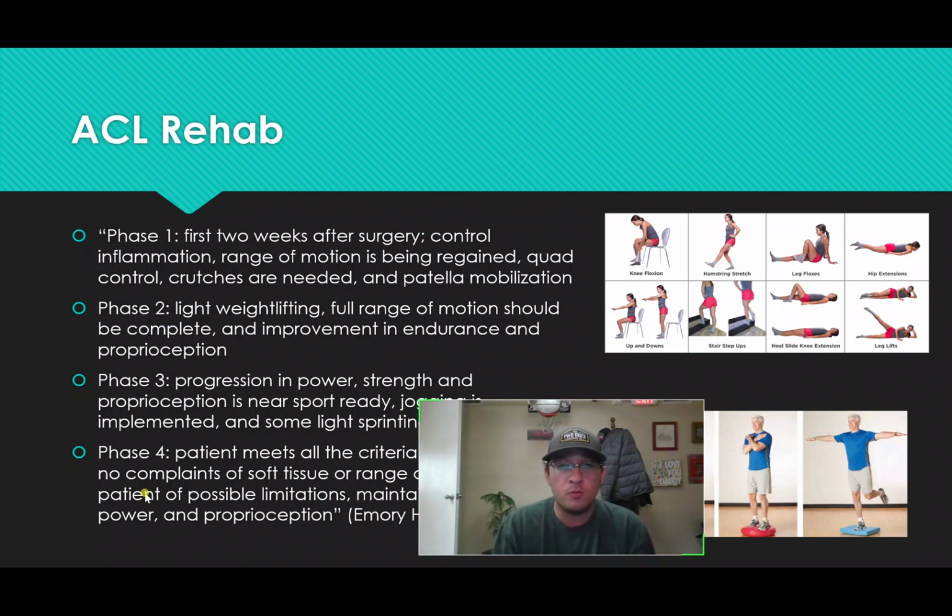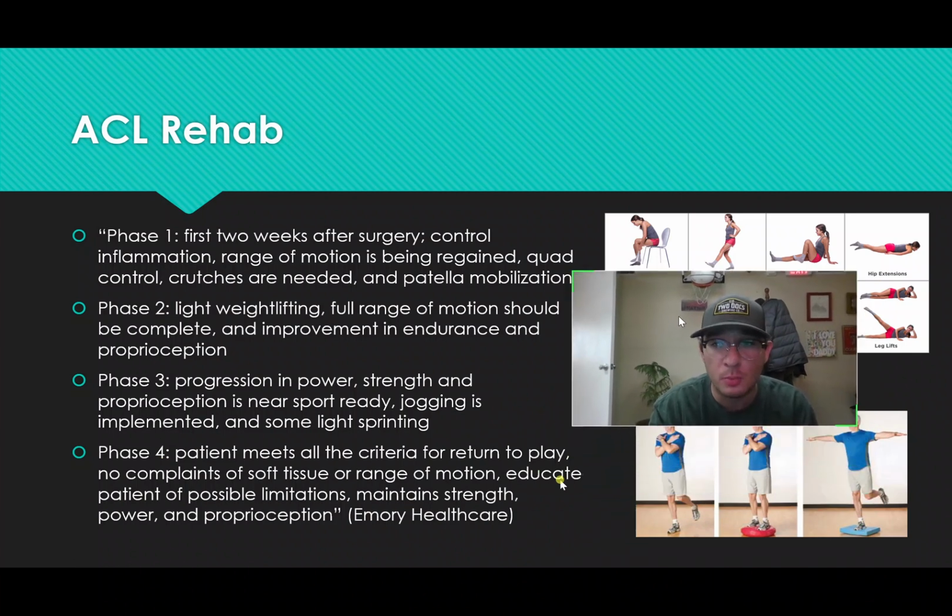Phase 2 is going to be lightweight lifting, like I said. Full range of motion should be complete, with improved endurance and proprioception. So at this stage, she should be able to get on some machines, treadmill, elliptical, step-up machine, just to get that proprioception back into that knee joint, and endurance as well, so the muscles don't get atrophied.